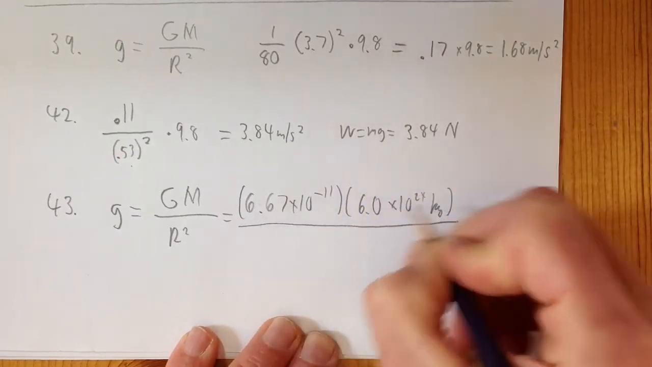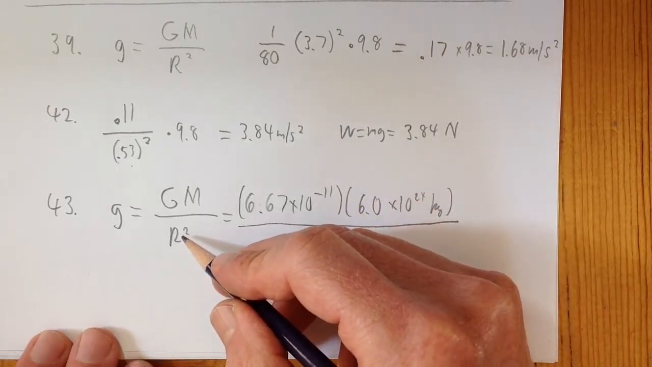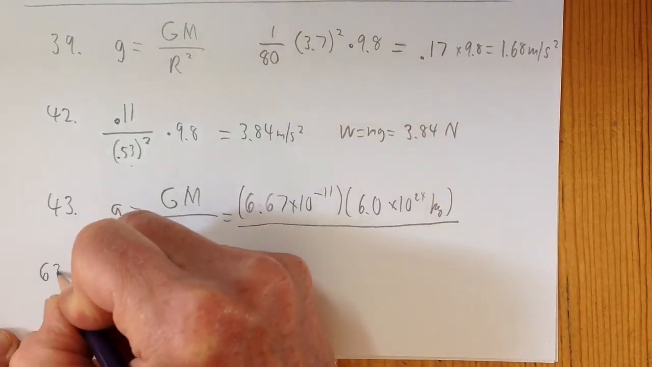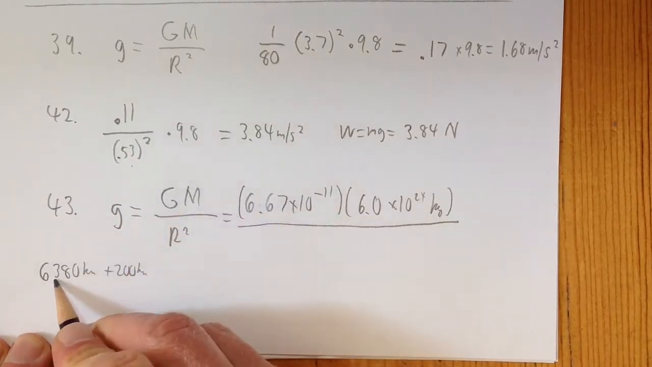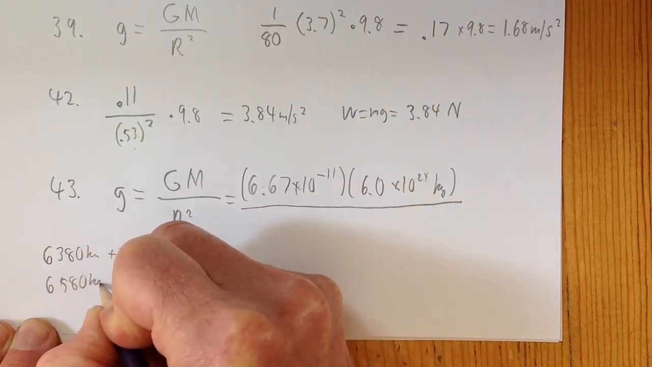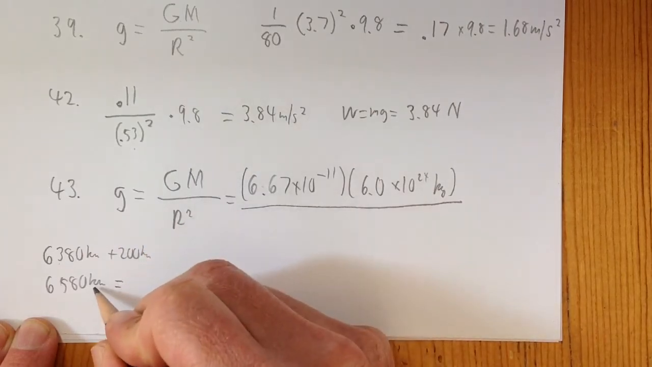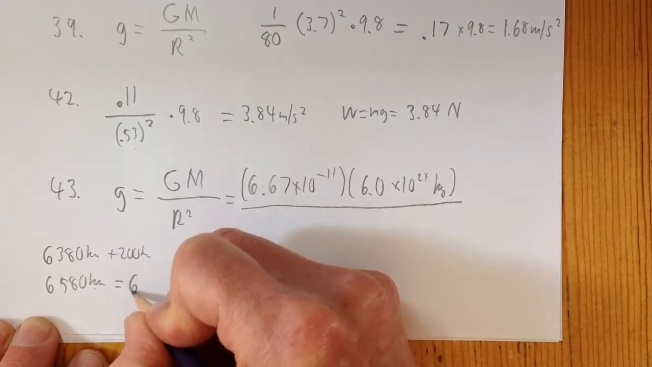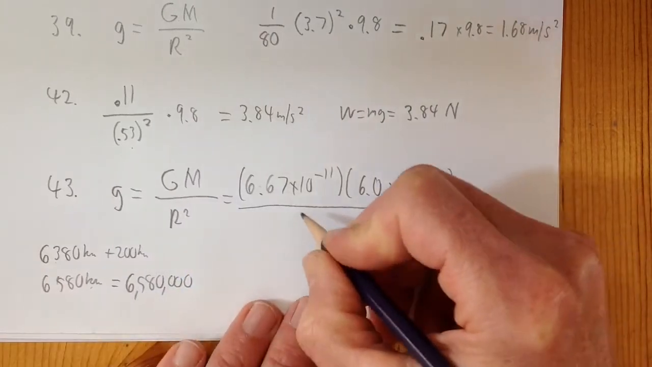And then you divide by the radius, how far you are from the center. Okay, here's the tricky part. 200 kilometers. The radius of the Earth is 6380 kilometers. So 6380 kilometers plus 200 kilometers would make that one get bigger, so that would be 6580 kilometers. But we have to put meters in our formula. So we multiply that by 10 to the third to change the kilometers to meters, because that's 1,000. So it's 6,580,000 meters, and that's squared in the bottom.